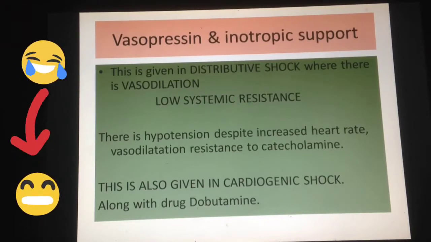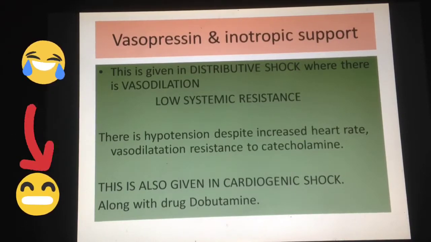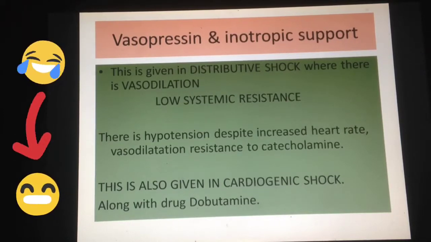We can also give this in a cardiogenic shock because there is decreased pumping ability of the body. Along with these drugs, we can also give the patient dobutamine, which acts on the heart as well as the kidneys and the adrenal glands.